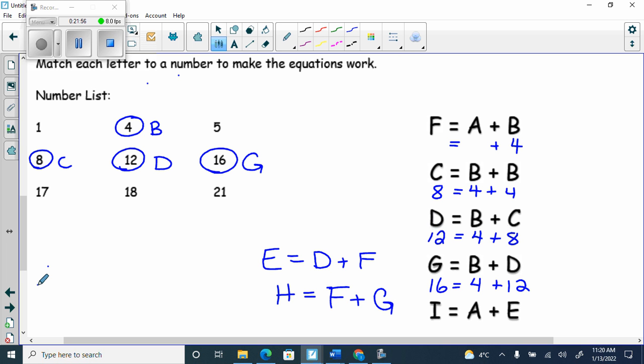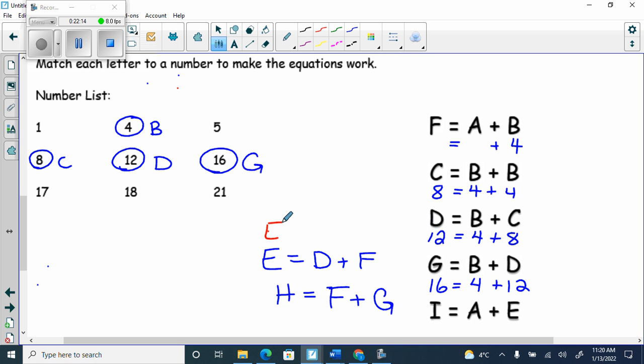We have A plus B has to equal F. So if I go 4 plus 1, I'd get 5. If I go 4 plus 17, I'd get 21. So it's not for sure, right? So we can't do that one next. What about E?